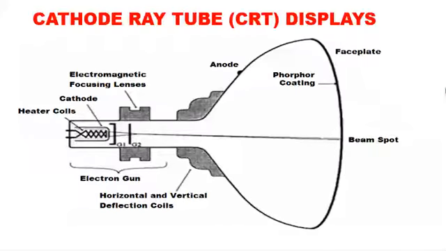And of course, as you progress to the right hand side, we have our horizontal and vertical deflection coils. And after them, we have our anodes. Then everything proceeds to the most front part at the right hand side, where we have our first plates, which is made of phosphor coating, and it is on these plates that the image is formed.